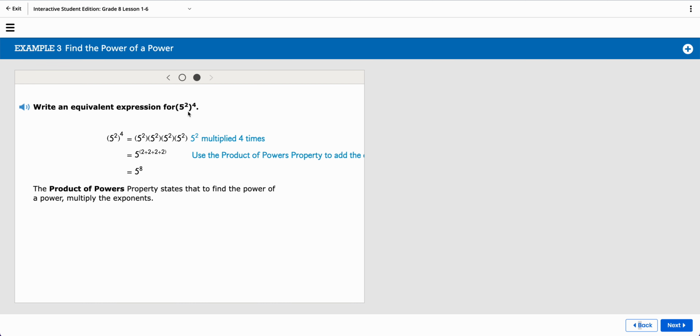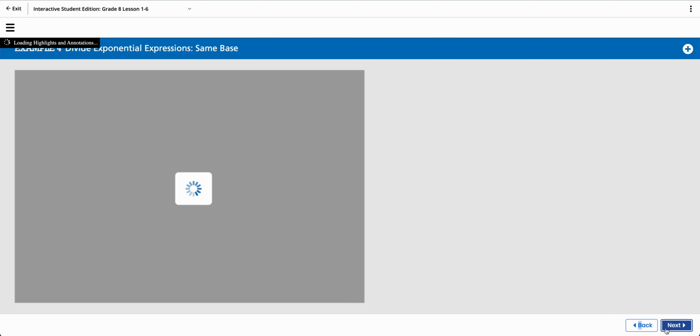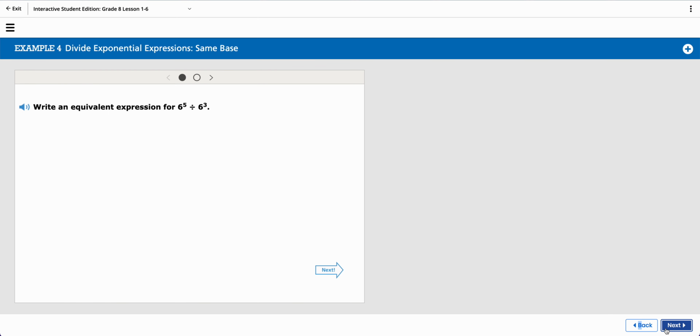Here we go. They're not gonna give us any examples here. We're gonna jump straight to the next rule. We've got one more. All right, now it is the quotient of powers. What's a quotient? Good question. What are we doing here? Dividing. Quotient is division, okay?